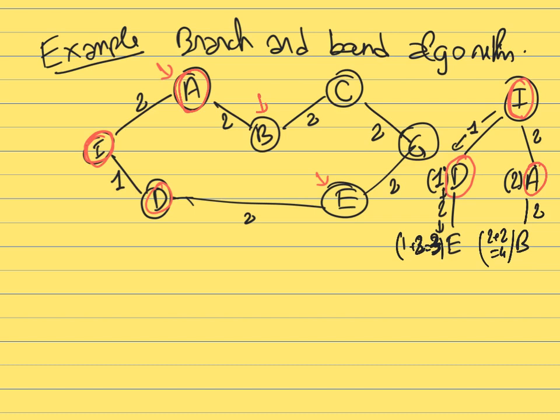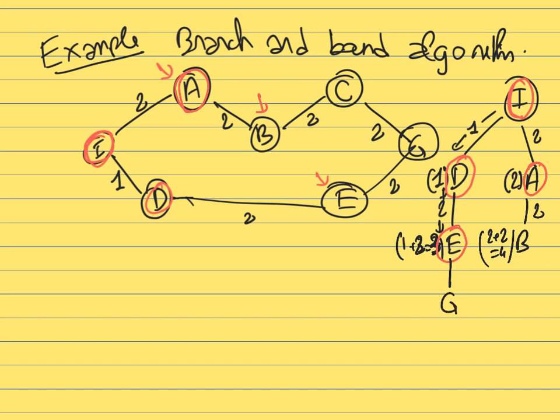So now you have two states in your frontier, the state E, which is associated with a distance of 3 from the initial state, and you have state B, which is associated with a distance of 4 from the initial state. So you will choose in this case the state E because it minimizes the distance from the initial state. So you will expand state E, you find a new state G.